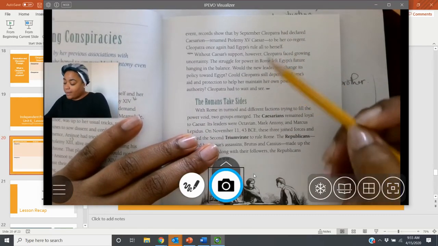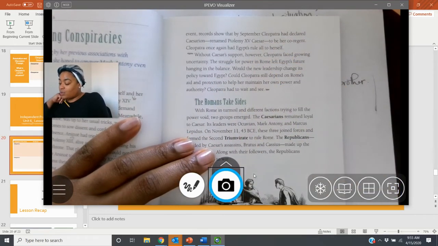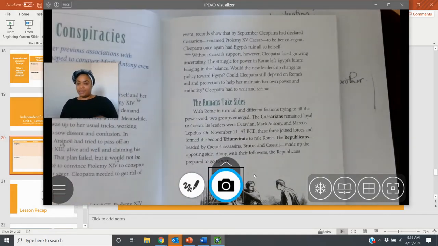And we're reading. Without Caesar's support, however, Cleopatra faced growing uncertainty. The struggle for power in Rome left Egypt's future hanging in the balance. Would the new leadership change its policy toward Egypt? Could Cleopatra still depend on Rome's aid and protection to help her maintain her own power and authority? Cleopatra had to wait and see.